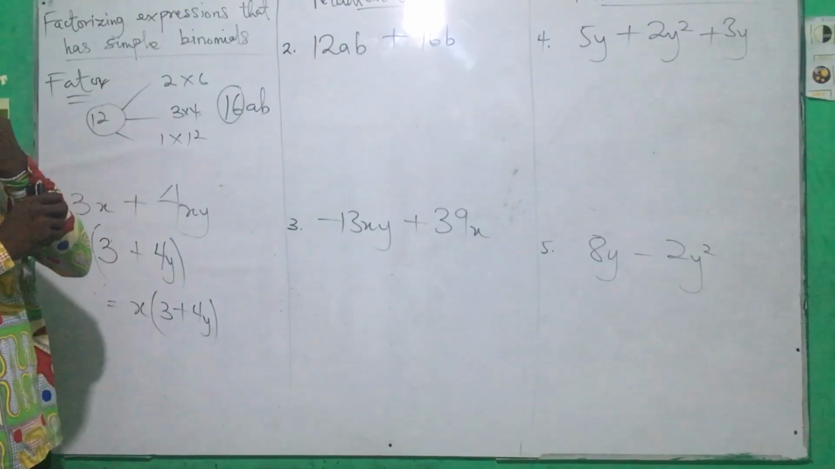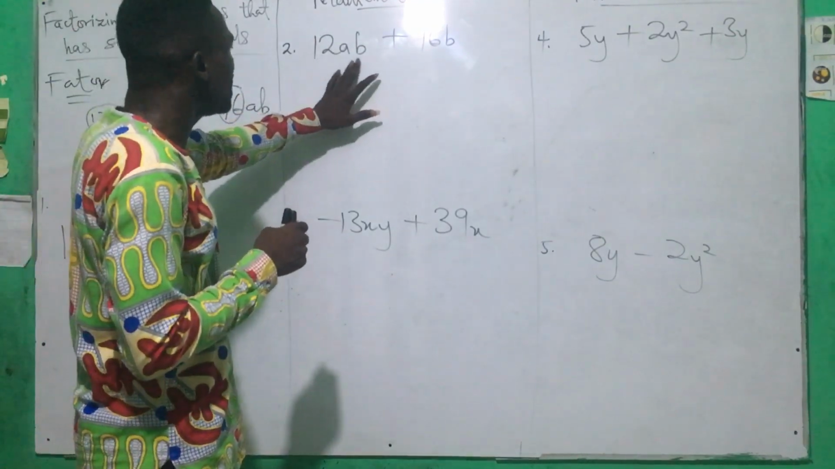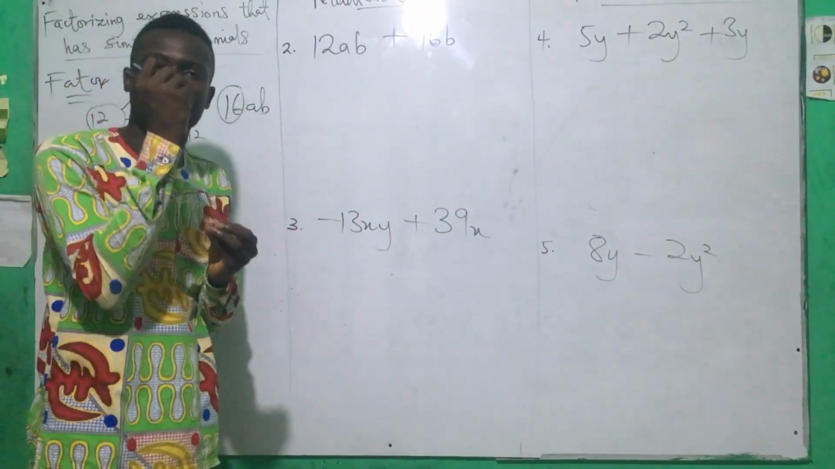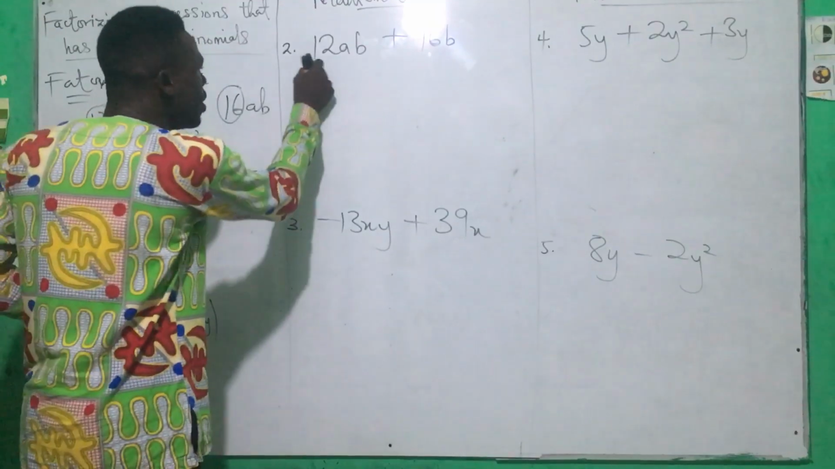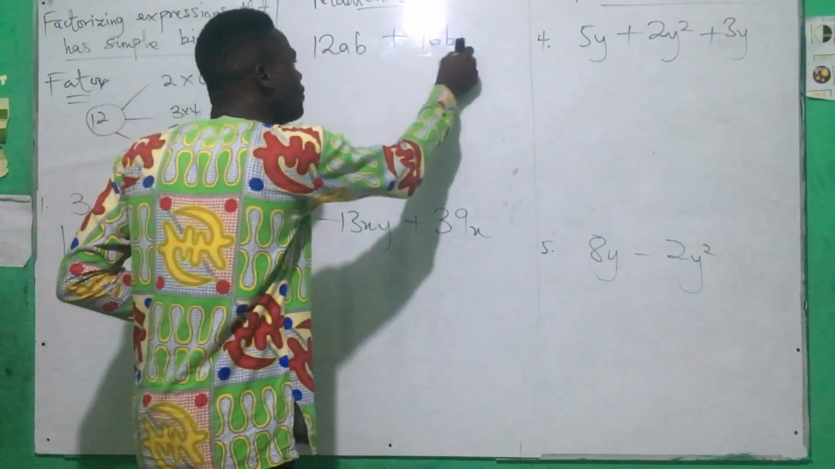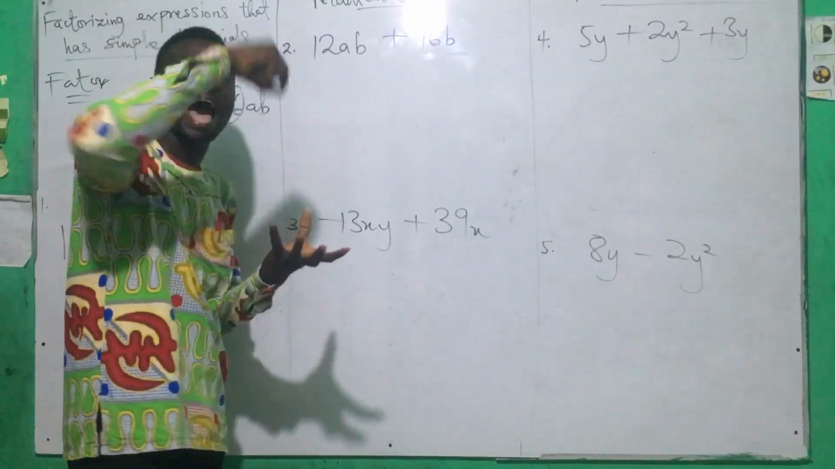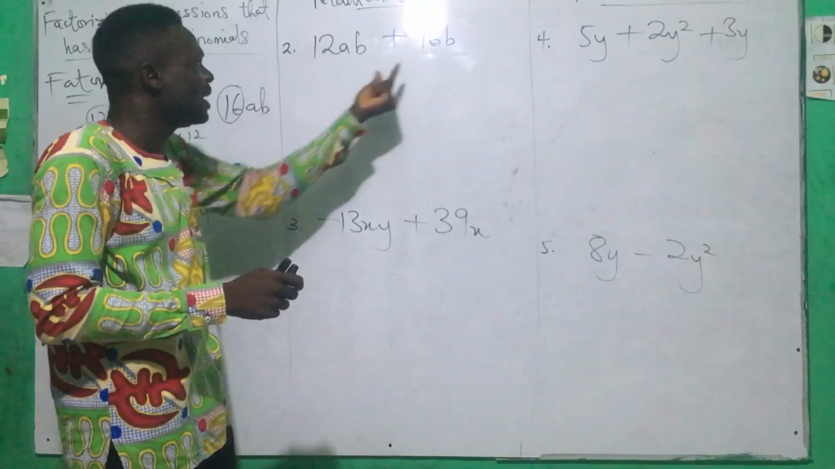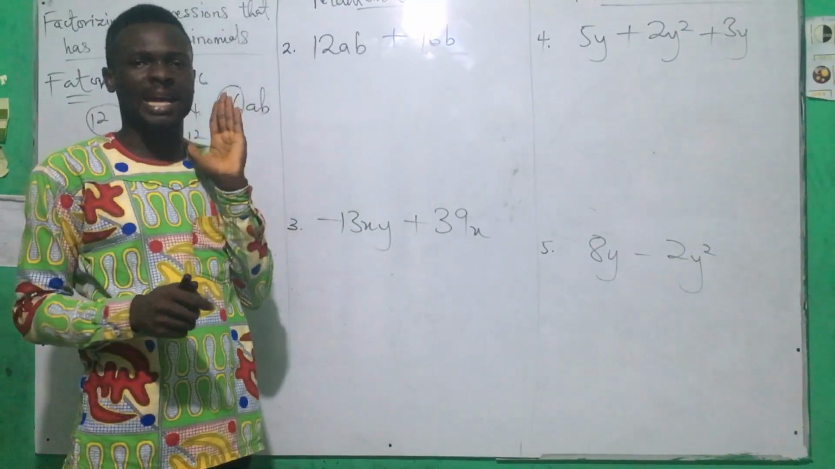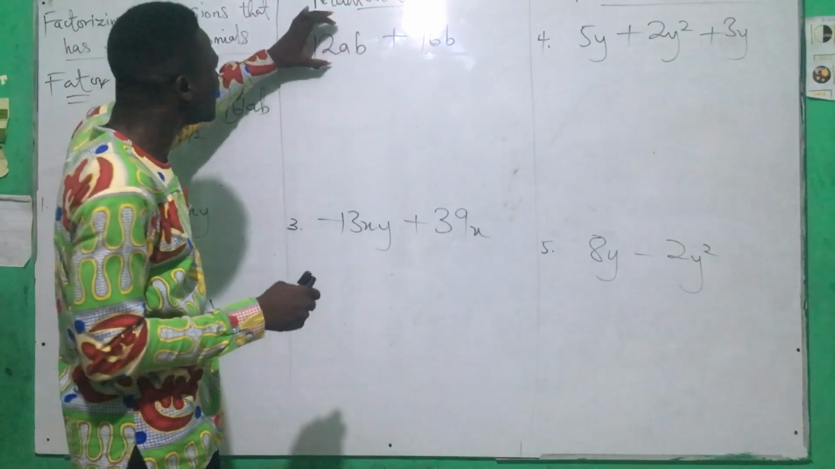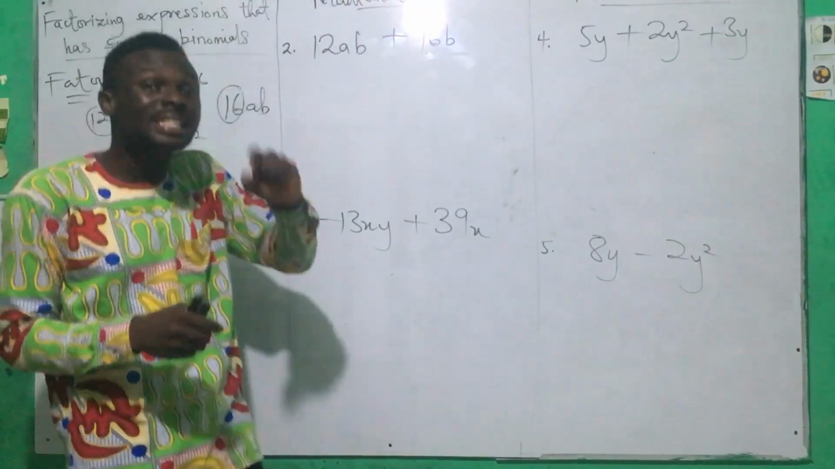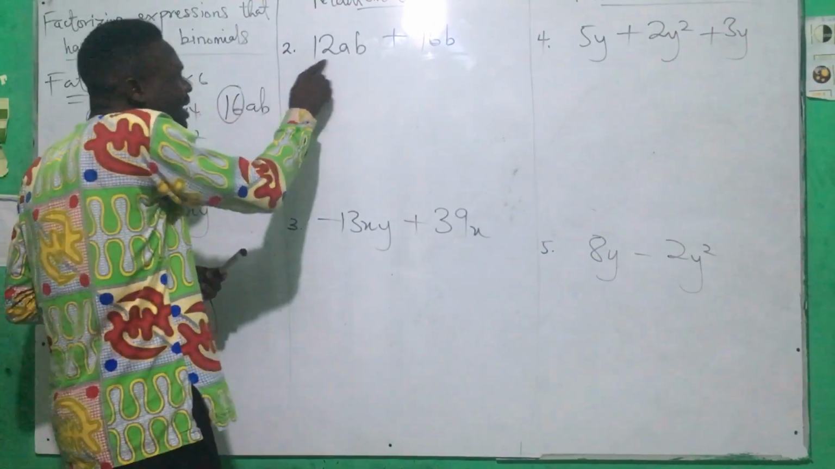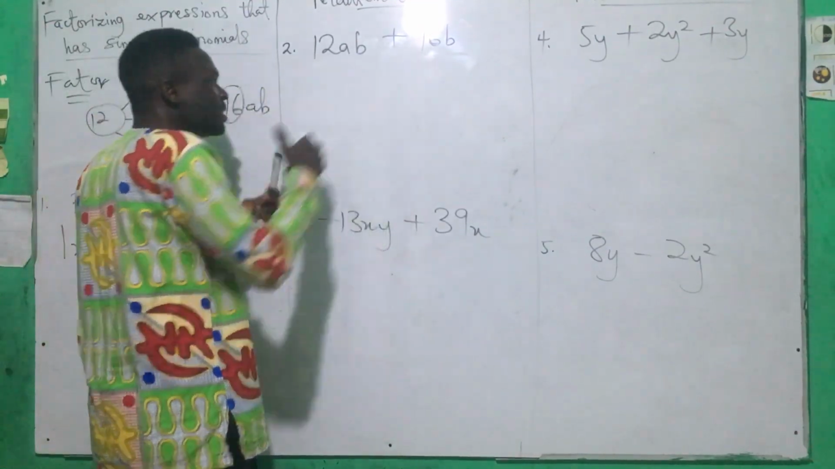Now look at number 2. You have been given the expression 12ab plus 16b. First, concentrate on the coefficients of the variables. The coefficient here is 12 and the coefficient here is 16. What is the highest common factor? We are interested in the highest. 2 can divide both, but 2 is not the highest, so we can't use 2. Our highest common factor for 12 and 16 should be 4.